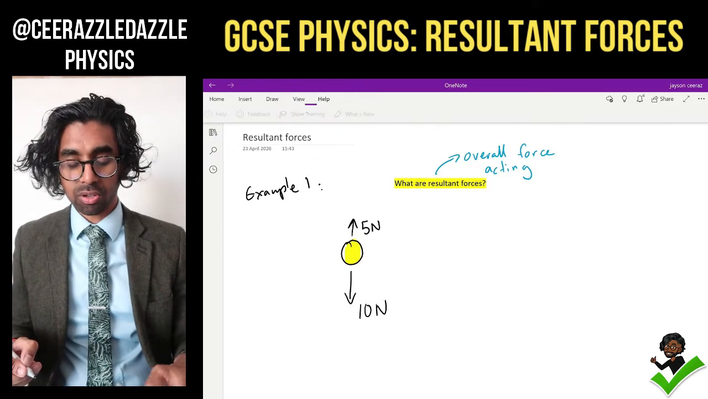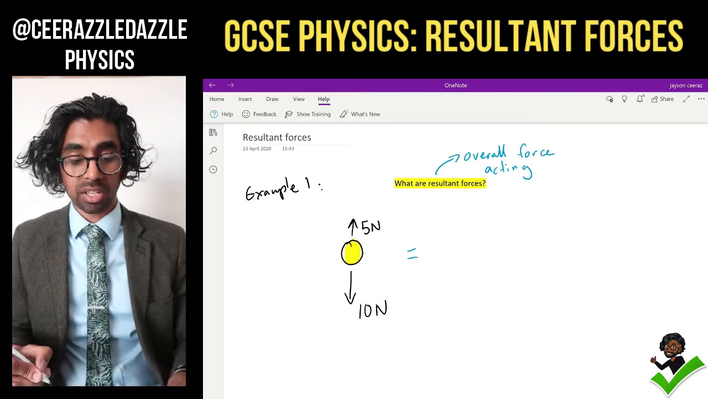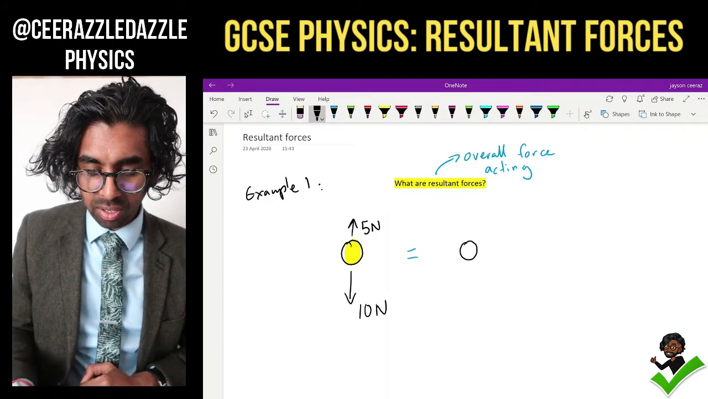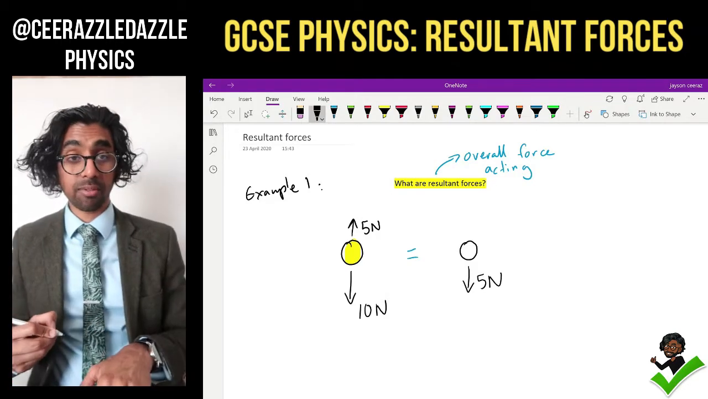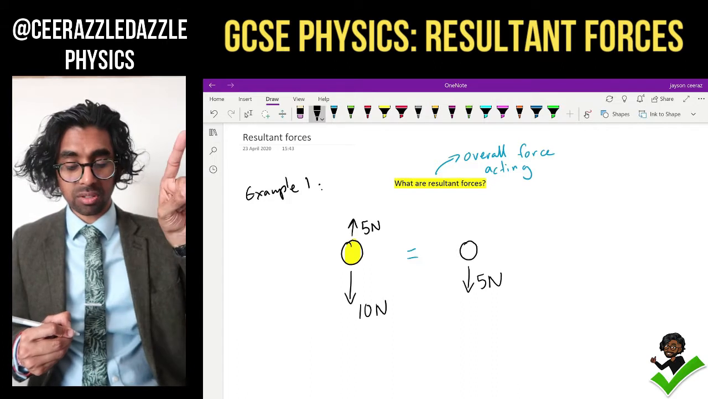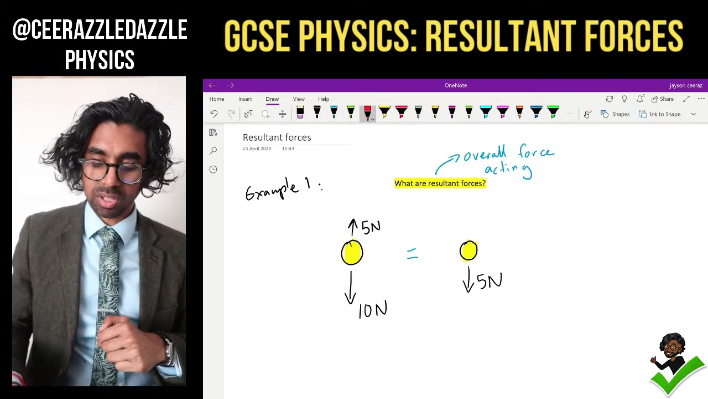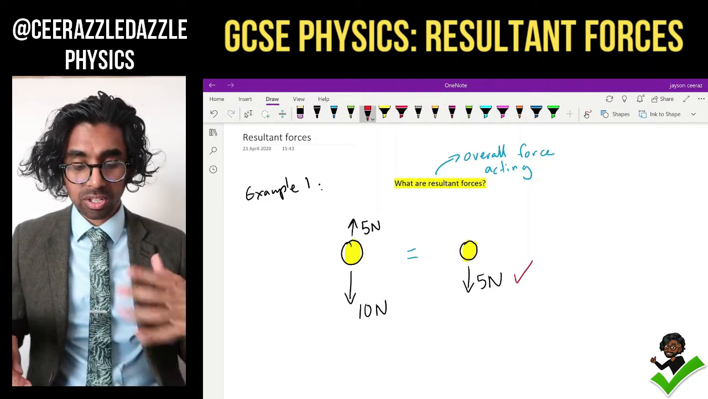So we've got a ball here. It's got 10 newtons pulling it down, 5 newtons pulling it up. Overall, how much is acting? Well, I can redraw the diagram to the following. That's the same as having 5 newtons acting downwards. How did I get that value? I did 10 newtons minus 5, and it gives me 5 newtons acting downwards. So the resultant force is 5 newtons going down. Simple. Right, let's look at another example.